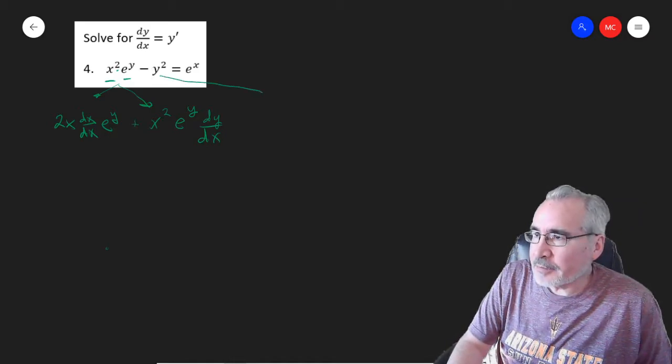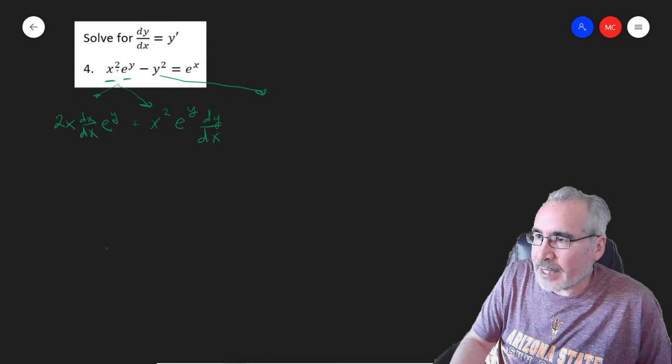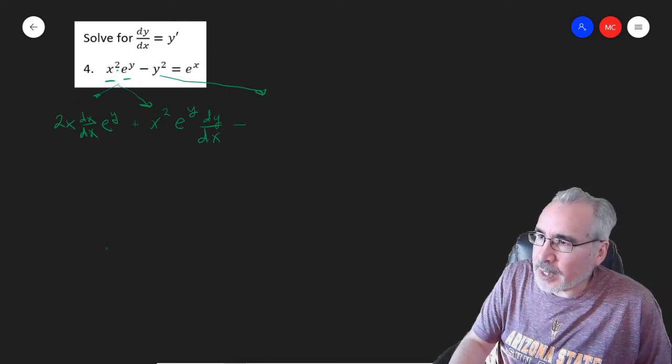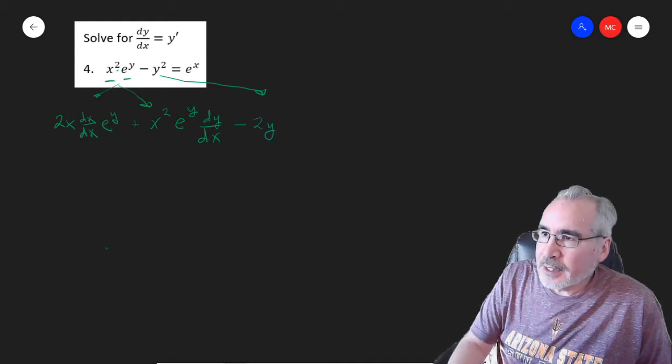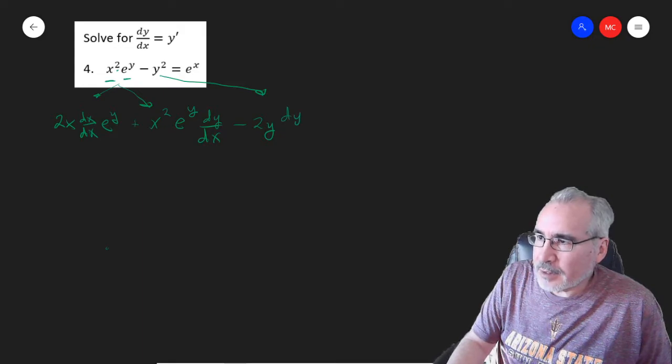Now I take the derivative of this term. And so I've got a minus. Derivative of y squared, like we said last time, is going to be 2y to the first power, right? Subtract 1 from the exponent. dy dx, the derivative of y with respect to x. So now we got 2 of those.